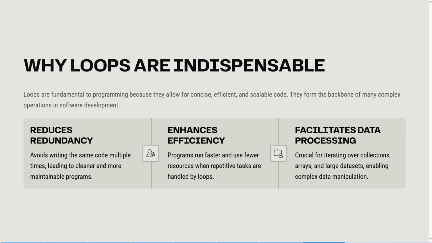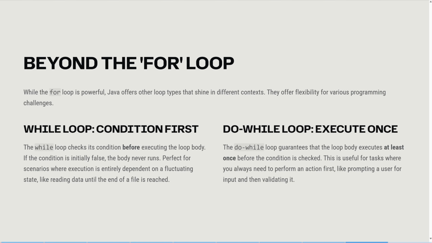On the other hand, the while loop is useful when the number of repetitions is not fixed and depends on a condition. The do-while loop ensures that the code executes at least once before checking the condition. Overall, loops make programs shorter, more efficient, and easier to understand. Without loops, programming repetitive tasks would be time-consuming and error-prone.